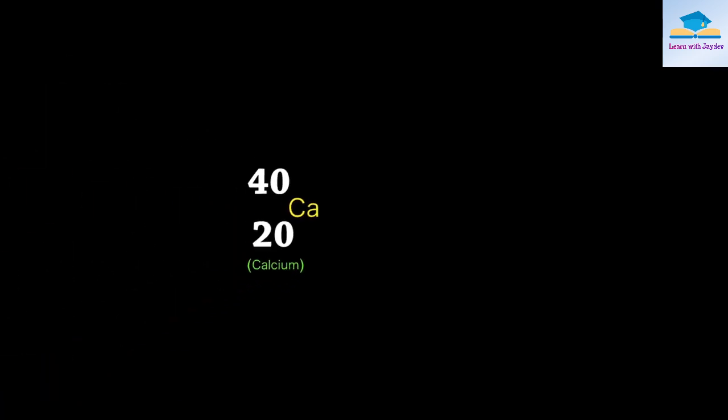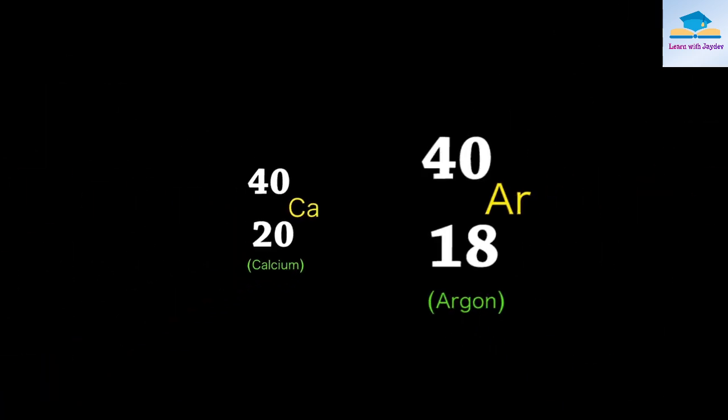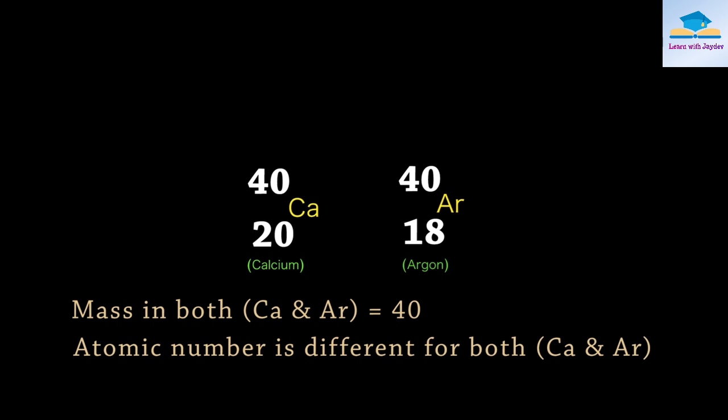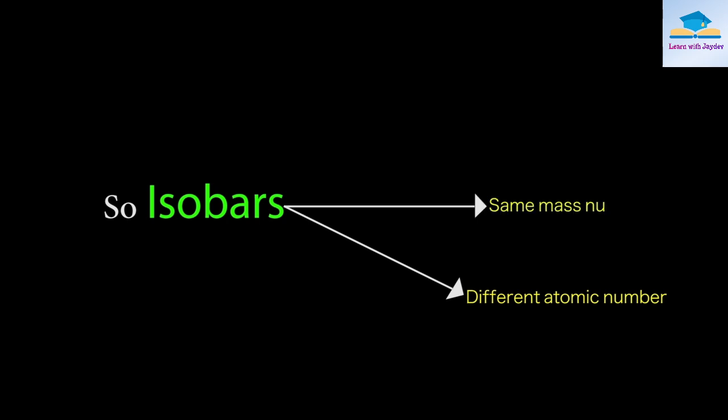Now, let us discuss isobars. Let us see a calcium atom and an argon atom. Here, the mass number, that is the total number of nucleons, is the same in both calcium and argon, but they have different atomic numbers. So we can say that atoms of different elements with different atomic numbers and the same mass number are known as isobars.